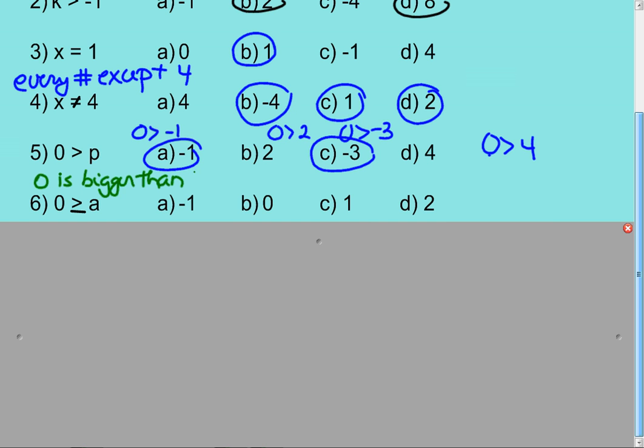Yep. Or equal. The only thing that's mathy about this are the symbols, but it's English. 0 is bigger than this number or equal to. So is 0 bigger than negative 1? Is 0 bigger than or equal to 0? Yes. Is 0 bigger than or equal to 1? Is 0 bigger than or equal to 2? No. Okay, it's not particularly hard. It's a bit tedious.